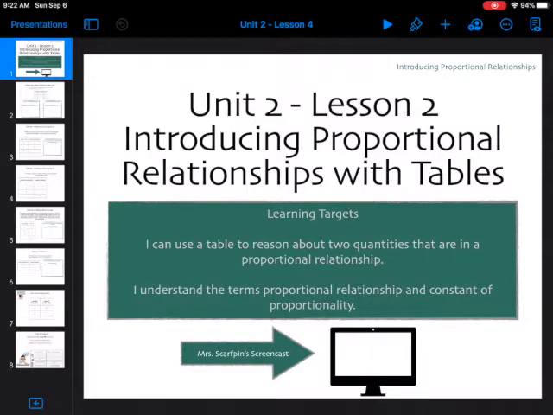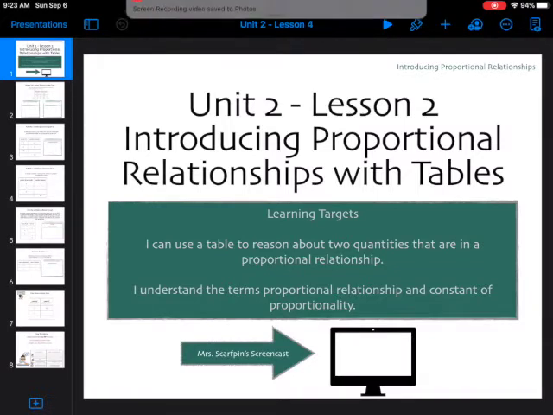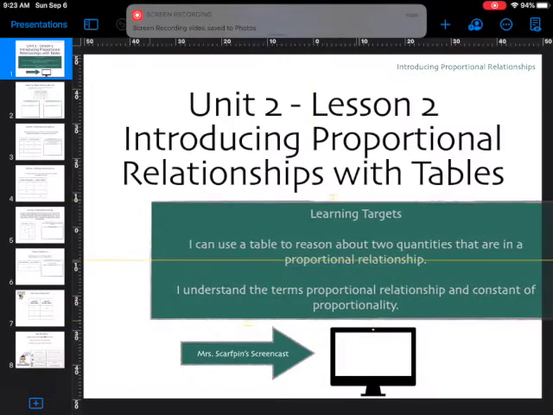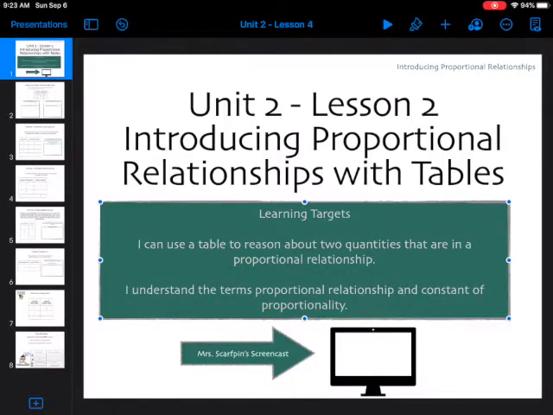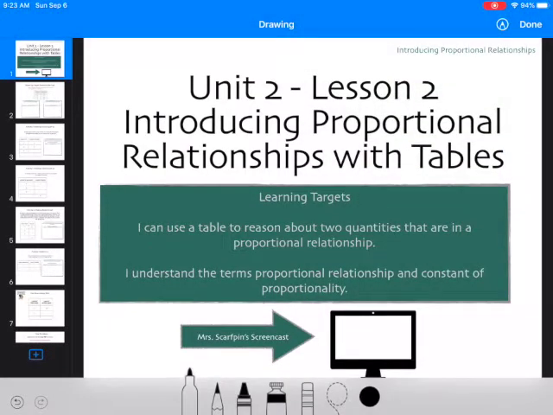Unit 2, Lesson 2, Introducing Proportional Relationships with Tables. I can use a table to reason about two quantities that are in a proportional relationship. I understand the term proportional relationship and constant of proportionality. We're going to use constant of proportionality like it's going out of style, so it's going to be a really important phrase that we have to learn for this unit.